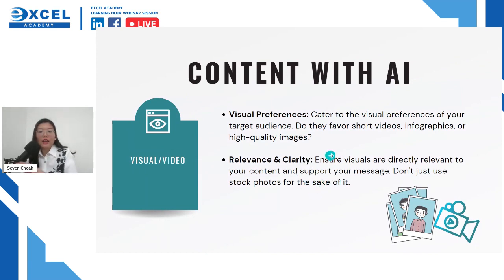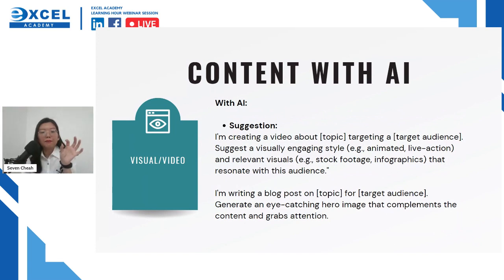And then how to actually use AI? Okay, so let's say you want to create a video or a visual, but you're not sure how the video or the visual should look. You can ask AI for suggestions. Like let's say I want to create a video about 5 tips marketers should use for Gen Z, targeted at millennial marketers. So suggest to me how the video will look.